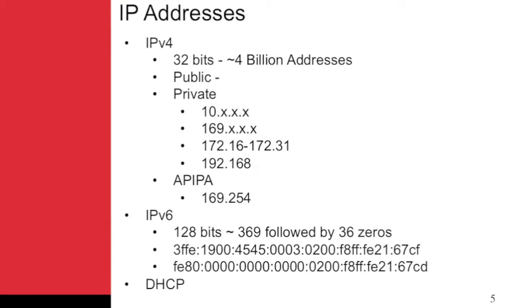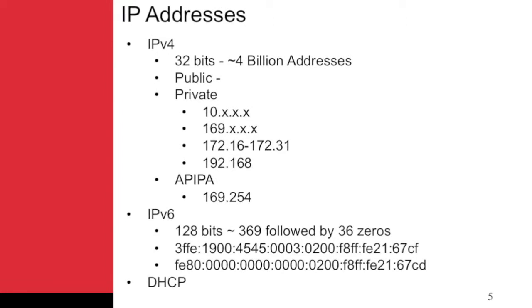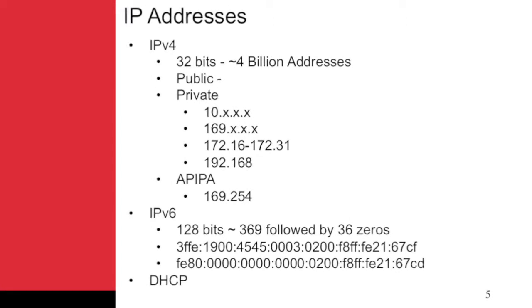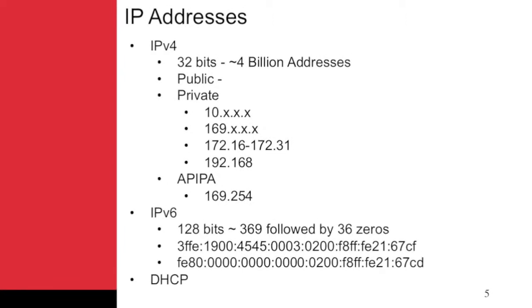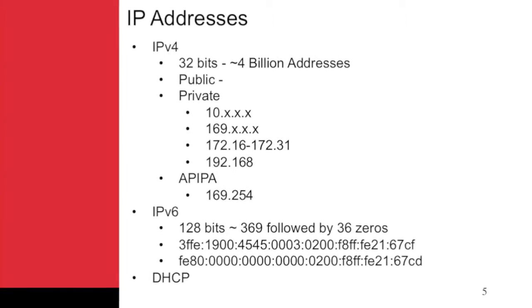IP version 6 consists of 128 bits. That's approximately 340 followed by 36 zeros. That's a lot of addresses. It's represented in hexadecimal. The 3FFE address here would be a public address. The FE80 would be a private address. There's something called DHCP, Dynamic Host Configuration Protocol, which provides your computer automatically with an IP address and a default gateway to get out on the internet. The good news is that IP version 6 for the most part is self-configuring with the exception of routers, and you will rarely have to enter one of these long IP version 6 addresses into a Windows 7 computer's configuration.